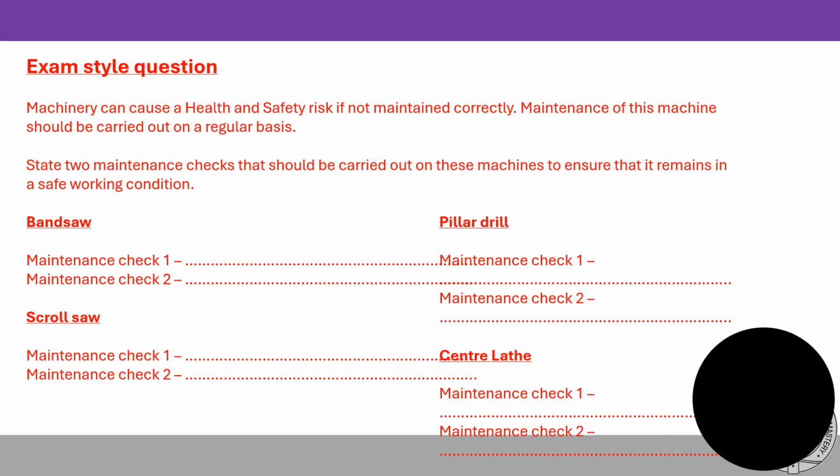Okay, on here we've got some exam style questions. So machinery can cause a health and safety risk if not maintained correctly. Maintenance of these machines should be carried out on a regular basis. State 2 maintenance checks that should be carried out on these machines to ensure that it remains in safe working condition. So if you'd like to do these questions and provide 2 maintenance checks for a bandsaw, scroll saw, pillar drill and the center lathe, please pause the video and answer the questions.